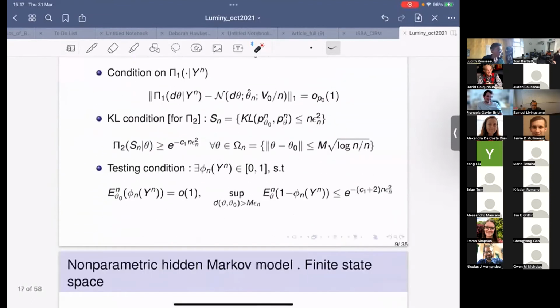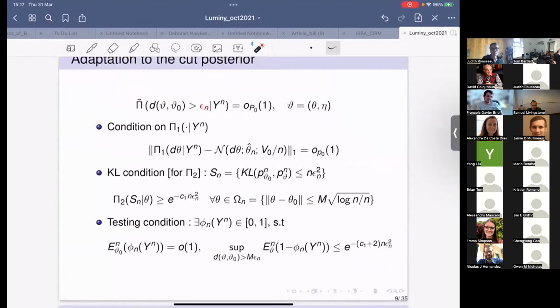So what are the assumptions? I'm going to write that up like that. What you have to prove with cut posteriors is that pi1 is well behaved. Here I've said you have a Bernstein-von Mises, but you don't have to have a Bernstein-von Mises. It can be more general, but because this is what we're going to have in our context, that's what I have written.